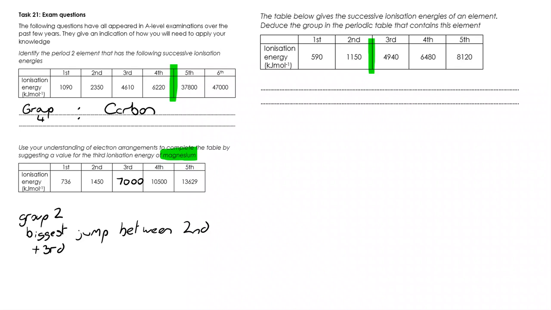And finally, on this section, we have got the table with successive ionization enthalpies. What group do we think it's in? Well, we've gone up by about 500, then we've gone up by almost 4,000, then 1,500, then 1,700. The biggest jump is after the second electron has been removed, which tells us it's group 2.